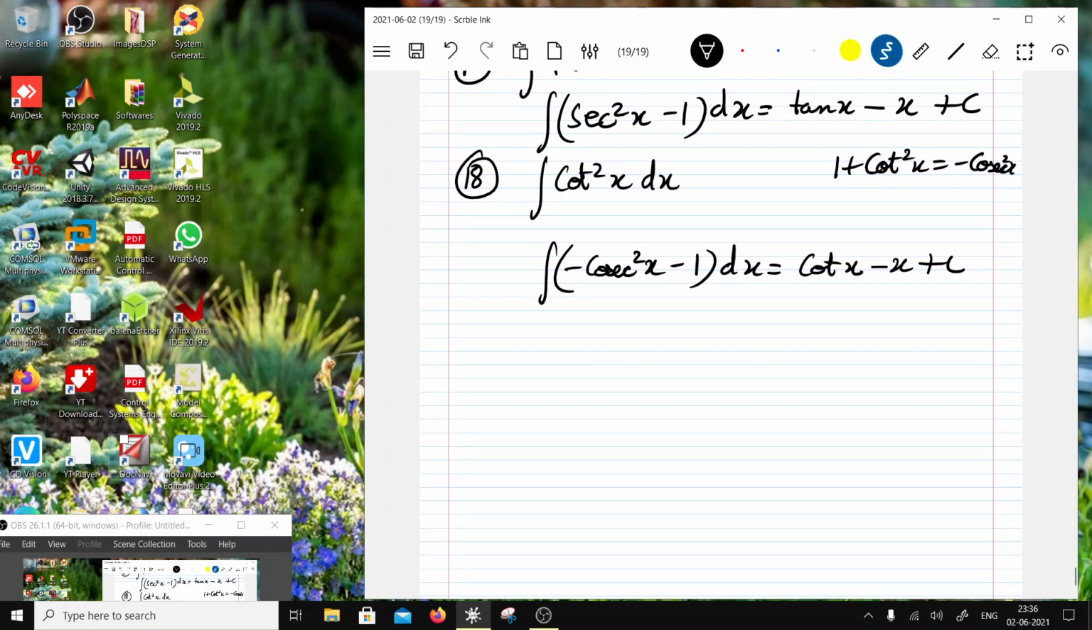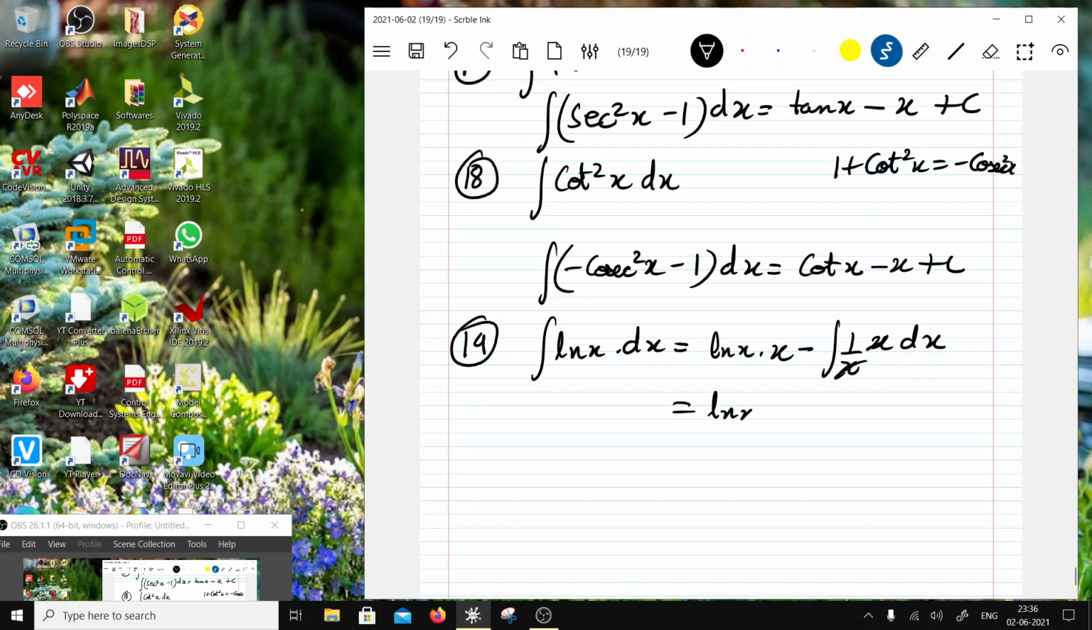Okay, then the 19th one is going to be integral of ln of x dx. So this can be done by parts. First term as ln of x, integral of 1 is x, minus integral of derivative of first term, integral of second term. So this becomes ln of x dot x minus x plus c.